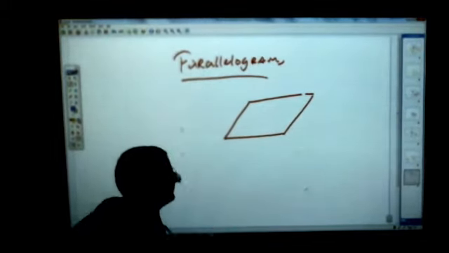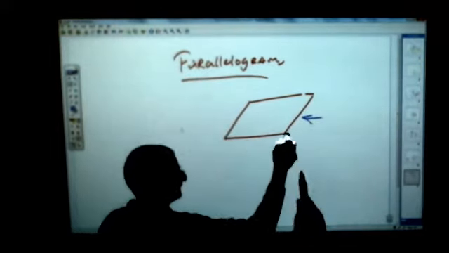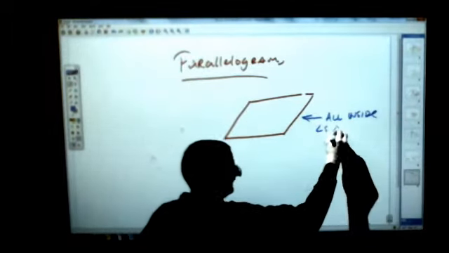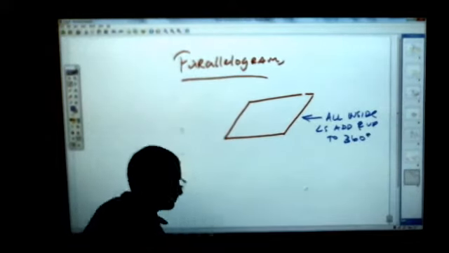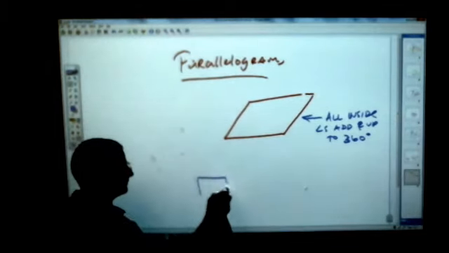Now, a couple special things you have to know about them are that, first of all, just like any quadrilateral, all inside angles add up to 180 degrees. I'm sorry, that should be 360. I was thinking triangles. 360 degrees.